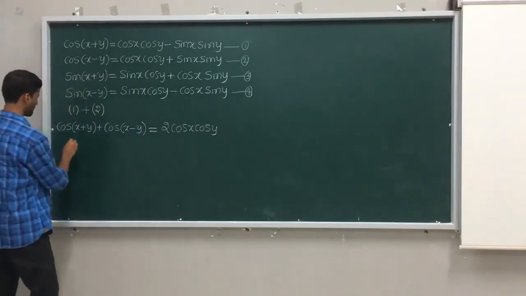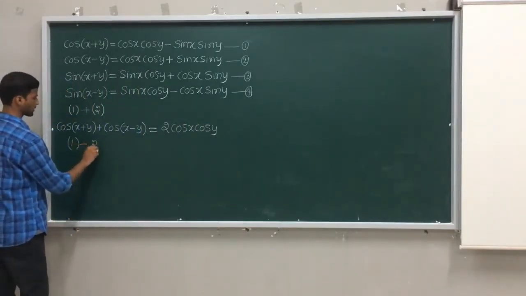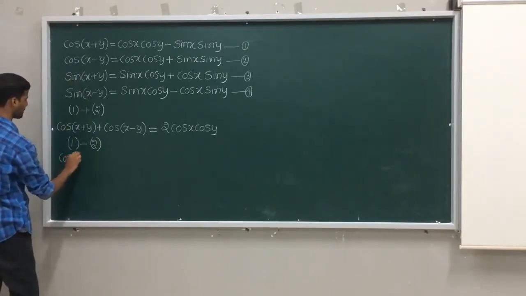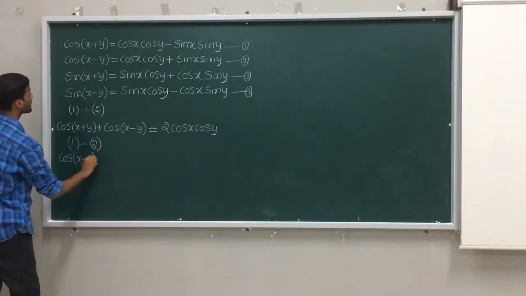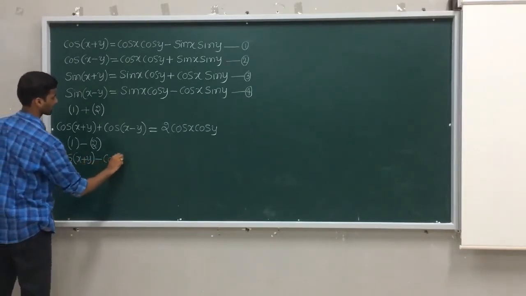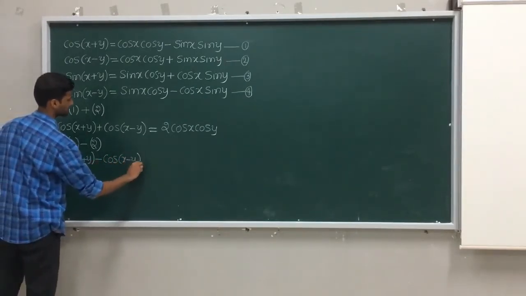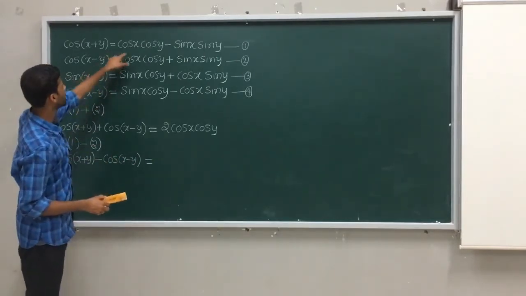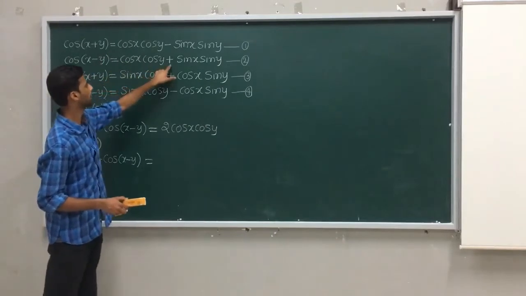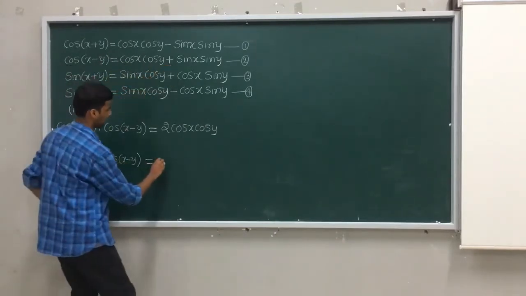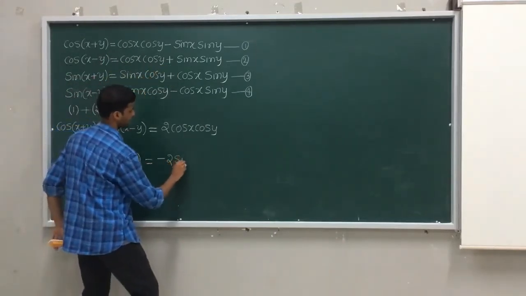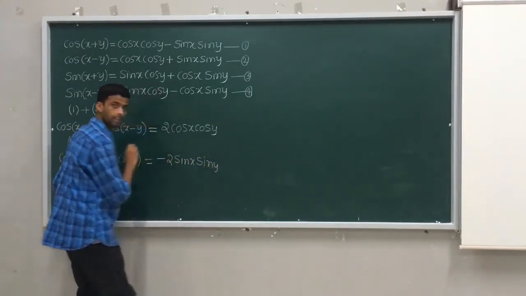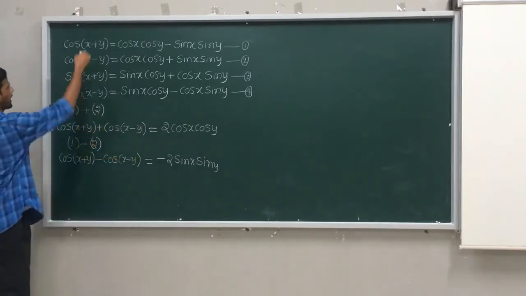Now, if I subtract the same equations, that is 1 minus 2, what will happen? Cos of x plus y minus cos of x minus y. When I subtract, these two will cancel. Here the sign will change, it becomes minus 2 times sin x sin y. Okay, I have added and subtracted.